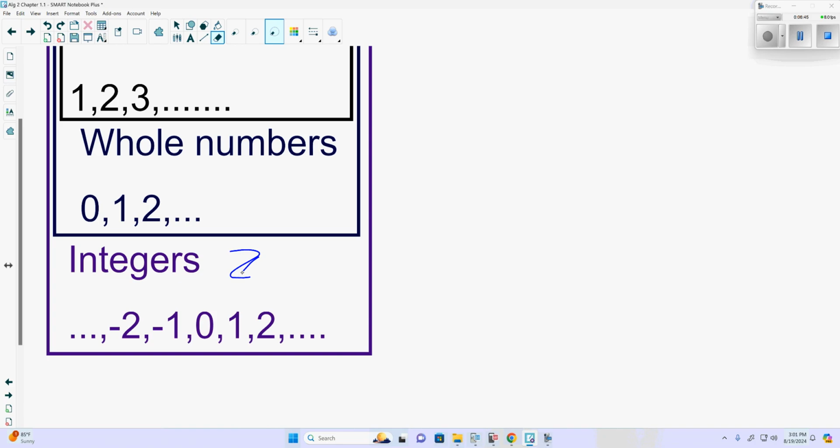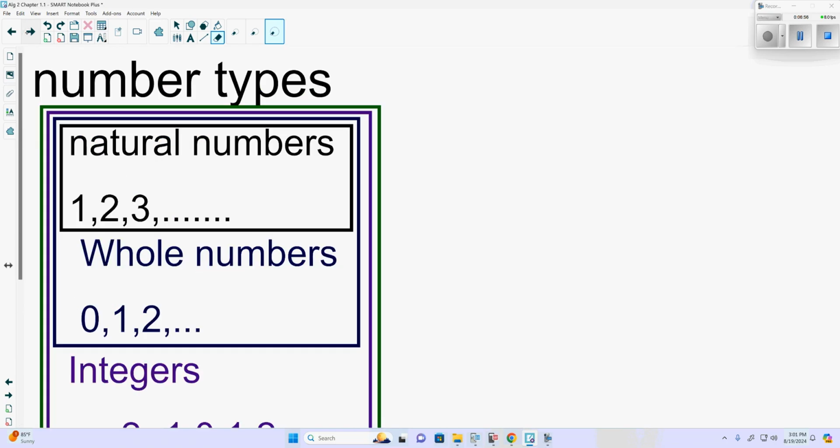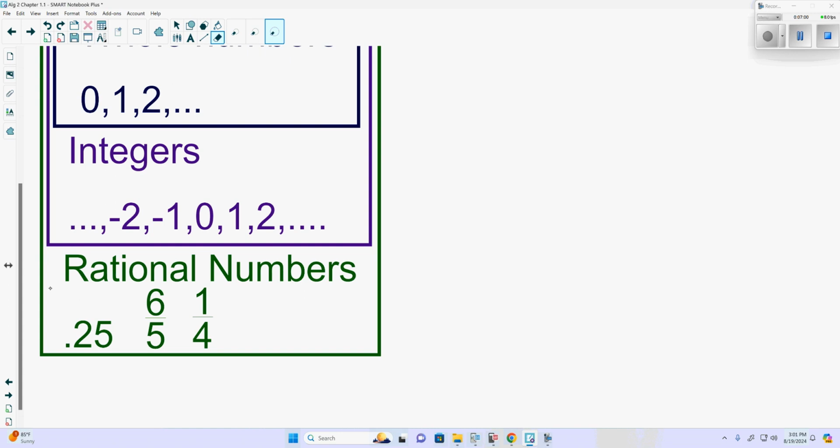Whole numbers gives us 0. Integers gives us our negatives and positives and 0. Well, what we need to add next is our fractions, our rational numbers. Our rational numbers are anything that can be written as a fraction.